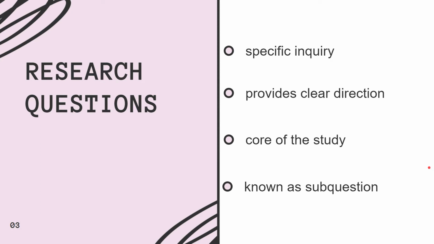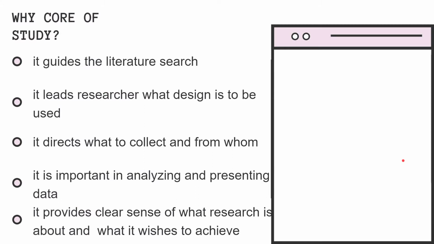So that's another name for research questions. Next is why core of the study. Why is the research question the core of the study? First, it guides the literature search. Once we have our research questions, once we have an idea of the direction of our research, we can have a good guide for our literature search, which is our RRLs or our RRSs. So it's very important that we first define our research questions.